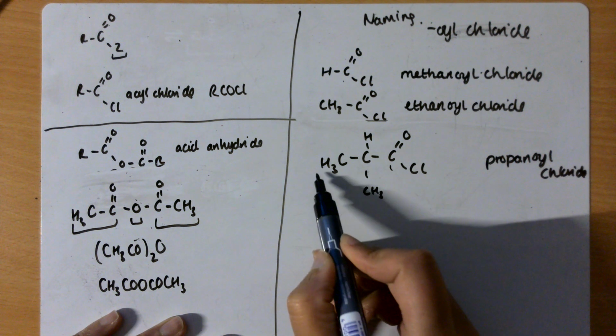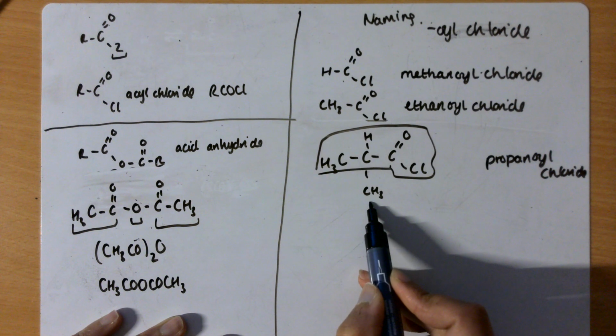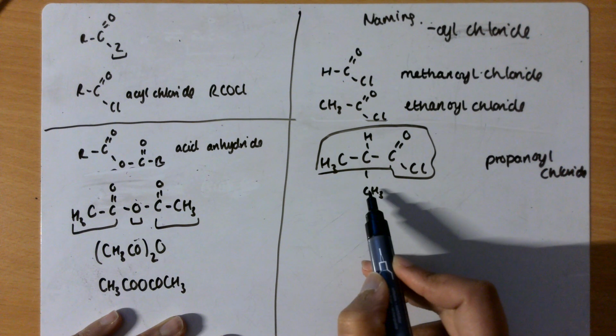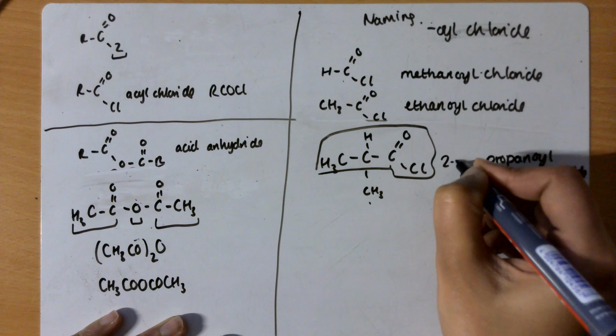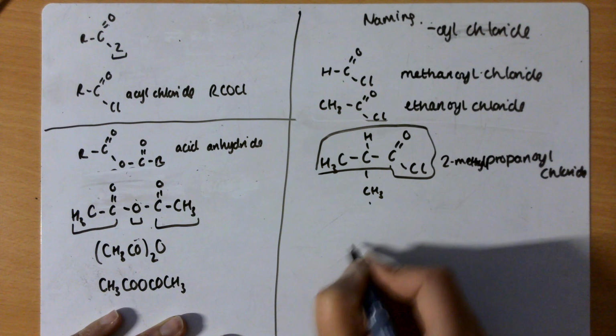But now what I've done is I've done all of this section. I'm still left with a CH3 over here. That's carbon 1, so therefore carbon 2. I've got a 2-methylpropanoyl chloride. Same principle.